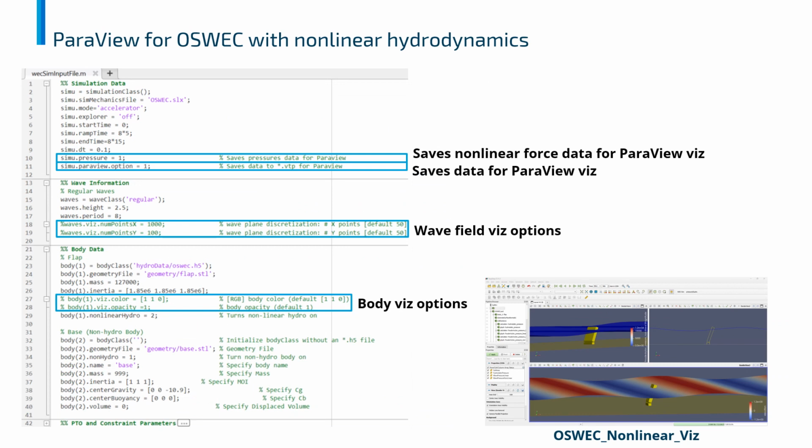Similarly, for the OSWEC example with nonlinear hydrodynamics, the simu.pressure is set equal to 1 to save the force data for the ParaView visualization. Again, the simu.paraview.option is equal to 1 to save that data for ParaView. The wave field viz options can again be adjusted for the number of points in the X and Y directions, and the body visualization options can be set to determine the color and the opacity of the body.